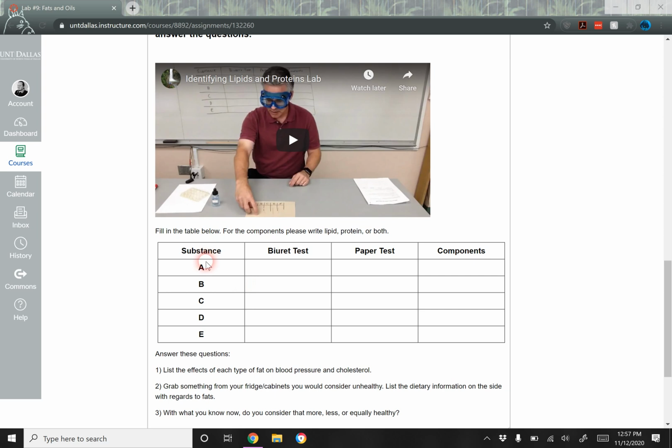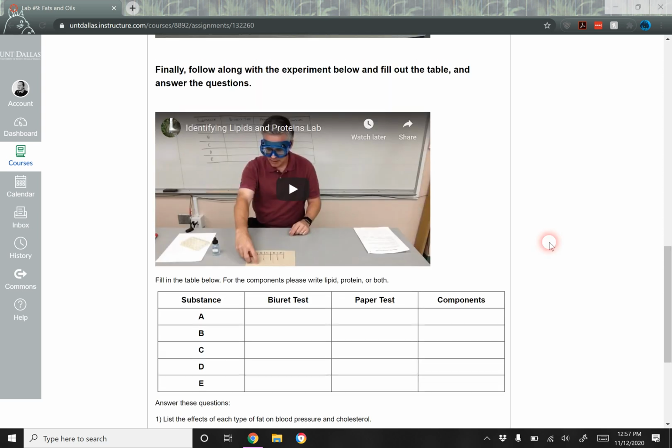So he'll go through each substance A through E, and he's going to do 2 tests. So he'll do this brown paper test, and he'll also do the Biuret test. So with the paper test, in this test you're testing for lipids. And essentially, with this test, if it ends up looking oily on the paper, that means you have lipids present.